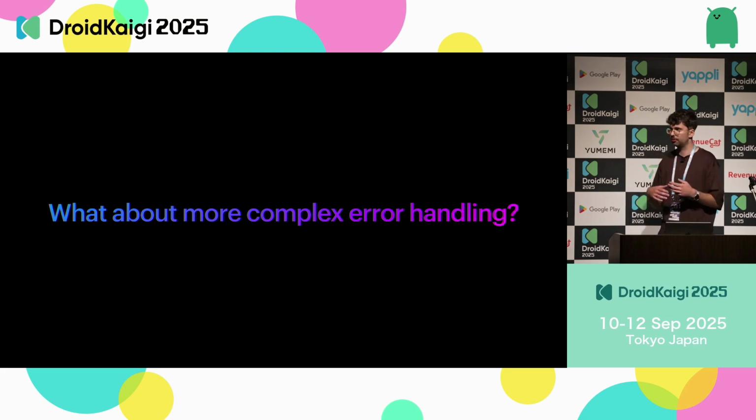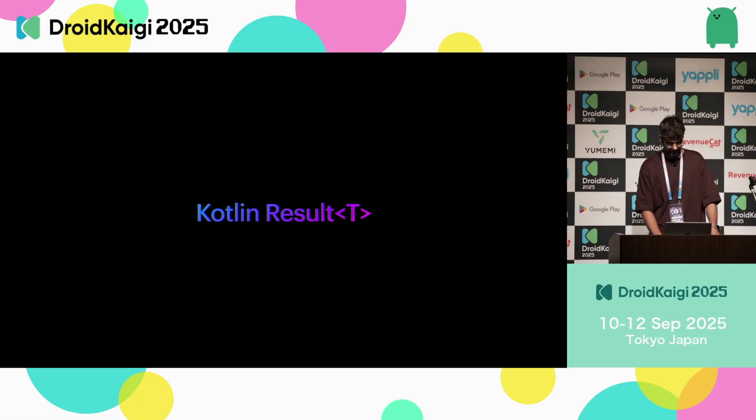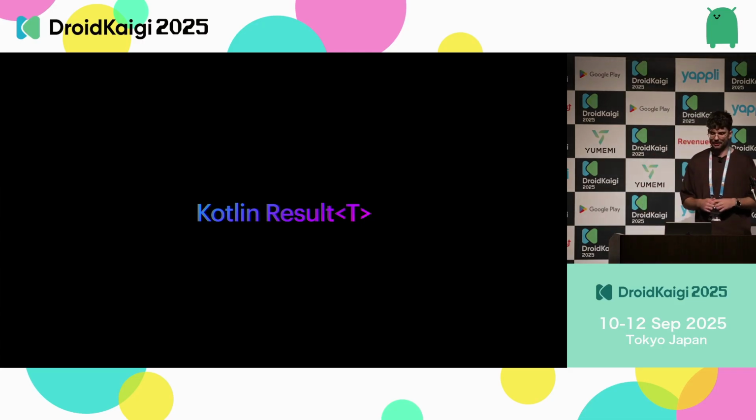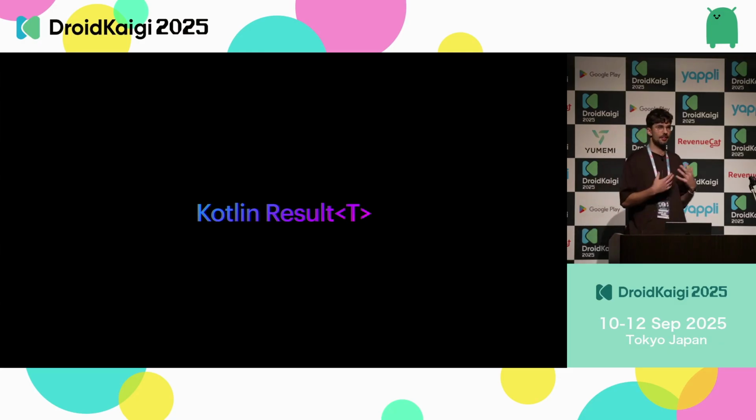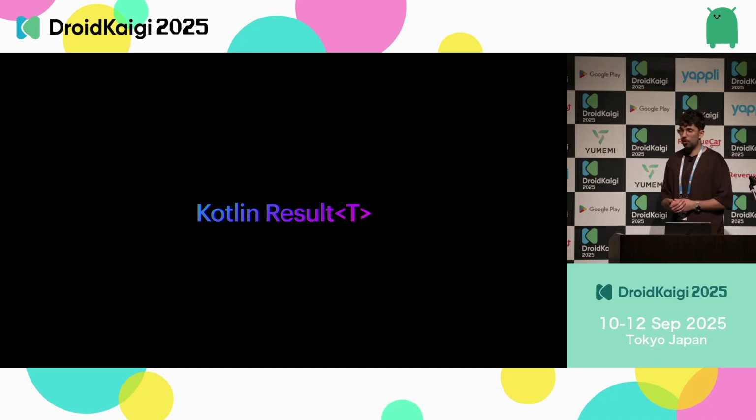But if we want to have some kind of more complex error handling, what can we use? So in Kotlin 1.3, there was something that was introduced, and it was Kotlin Result. So Kotlin Result is just kind of a wrapper for a value. That means that we can either have this value, and it's known as a success case, or we can have a failure, and that failure is represented by Throwable.